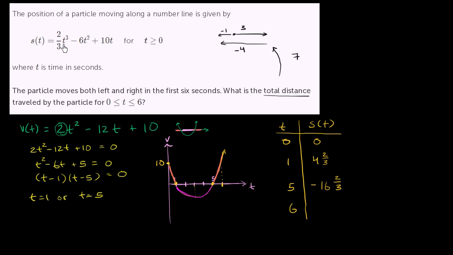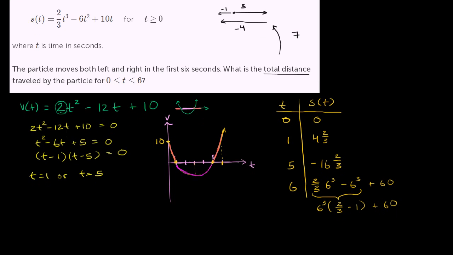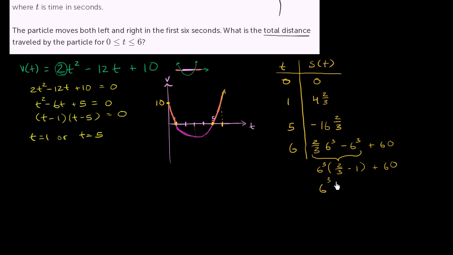And then at 6 seconds, it's going to be 2/3 times 6 to the 3rd minus 6 times 6 squared plus 60. Let's see how we can simplify this. This part right over here, we can factor out 6 to the 3rd. This is 6 to the 3rd times 2/3 minus 1, plus 60. So this is going to be 6 to the 3rd times negative 1/3 plus 60.